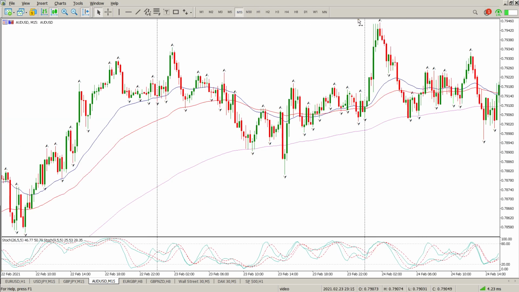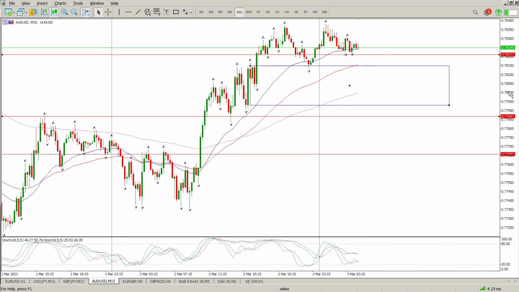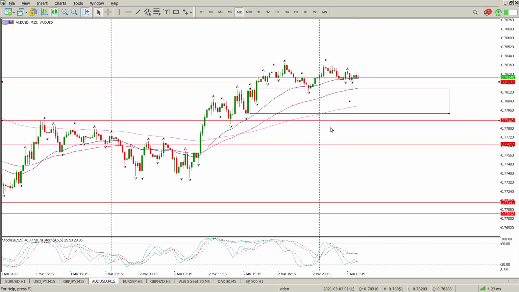Okay, this is another one. All dollar pairs are the same. Notice for me, it's watch the 15 minutes, pick a pair, watch it, and trade that one pair on the 15 minute, taking your profit at levels.